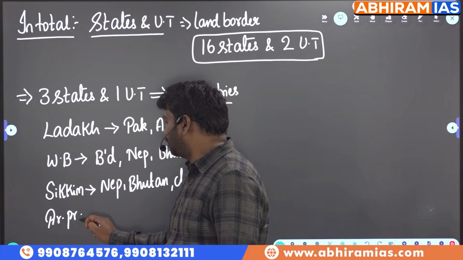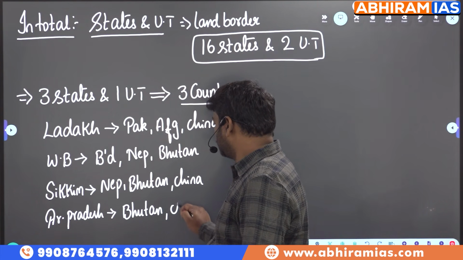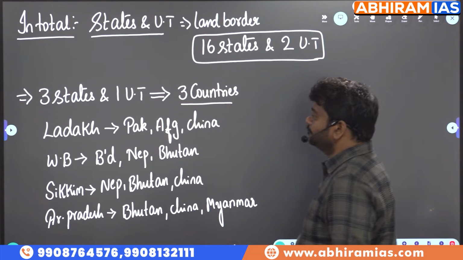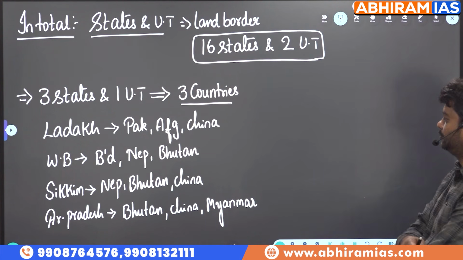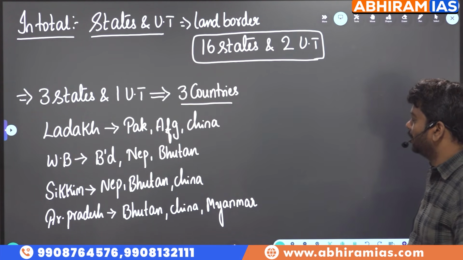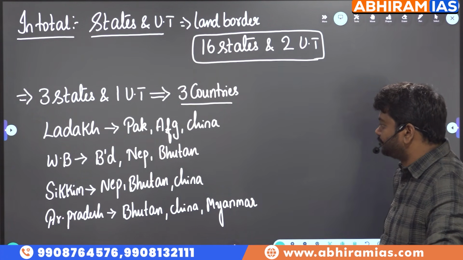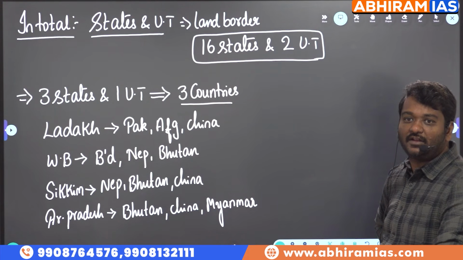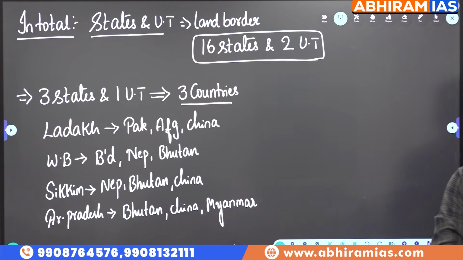Similarly, Arunachal Pradesh has border with Bhutan, China, Myanmar. You get this? Okay. How many states and union territories have coastline? 9 states, good.